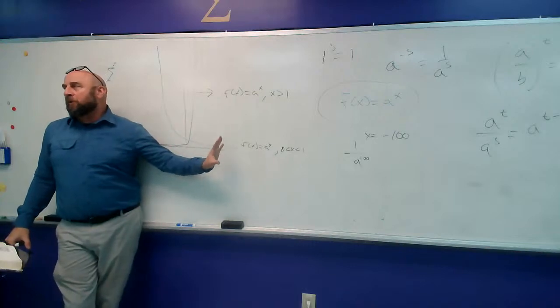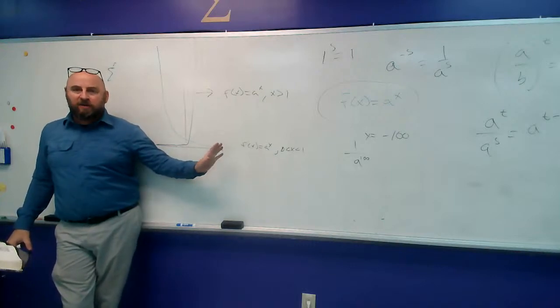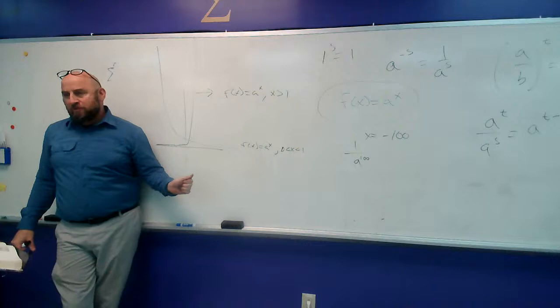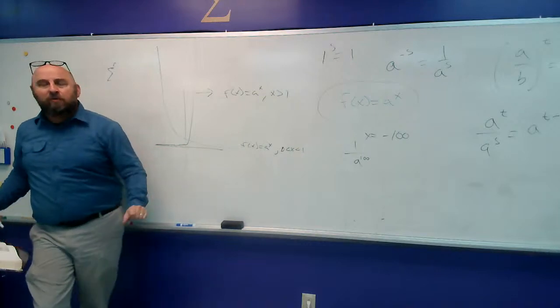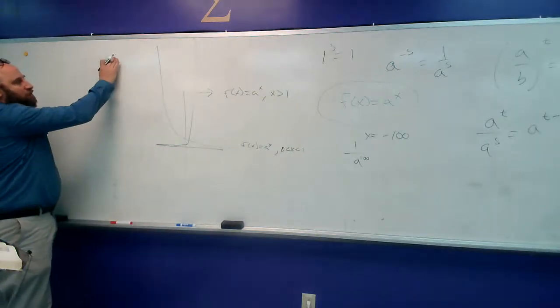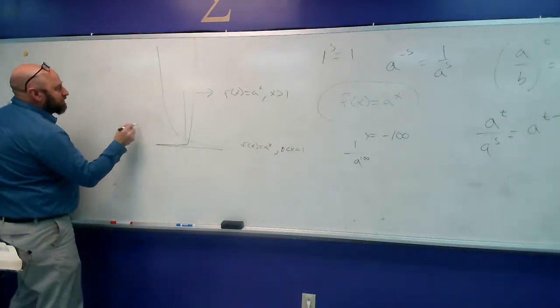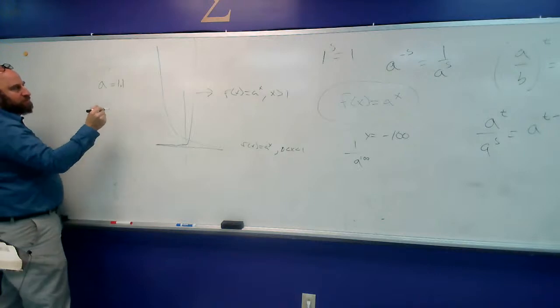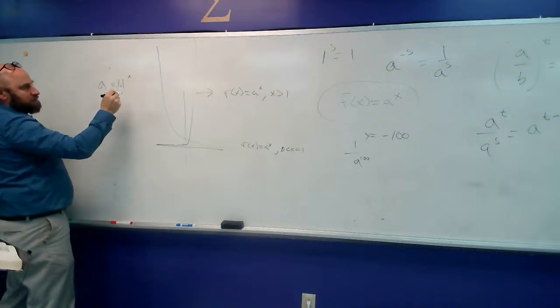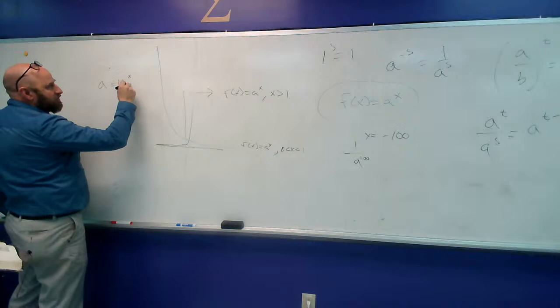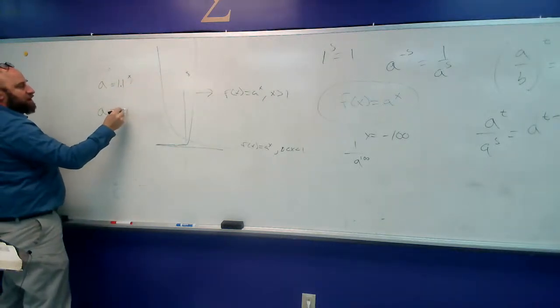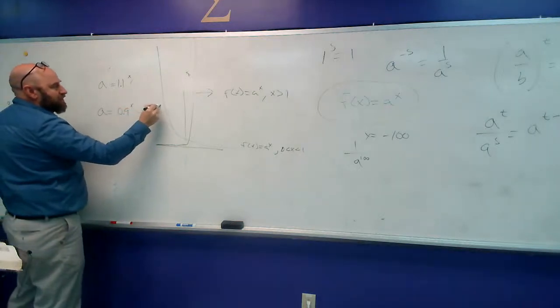We'll apply this to finances later, which is great fun. But look at the difference. If this one, our a is 1.1 to the x, that's this one. And this one, our a is 0.9 to the x. Now let's think about that financially.